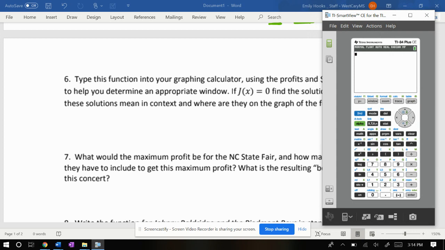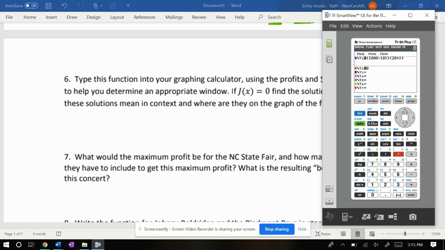Okay, so what we're going to do is go into our y equals, and type in our equation. So that would be parenthesis 1,000 take away 10x parenthesis, and then I think 20 plus x, if I remember correctly. 20 plus x. Yes, because you're adding. Then what they want us to do is graph that.